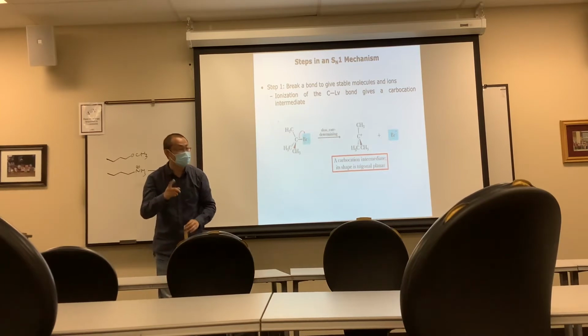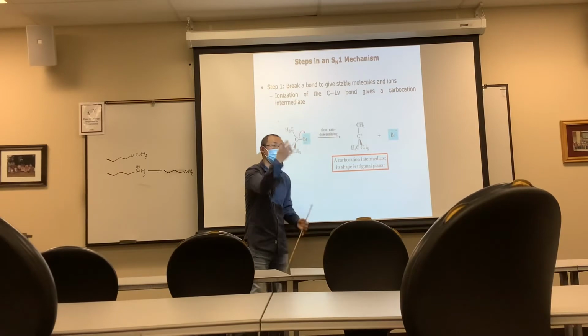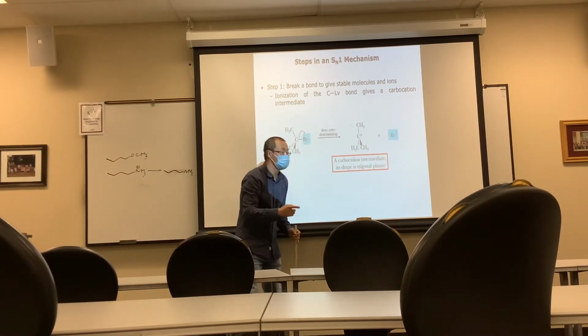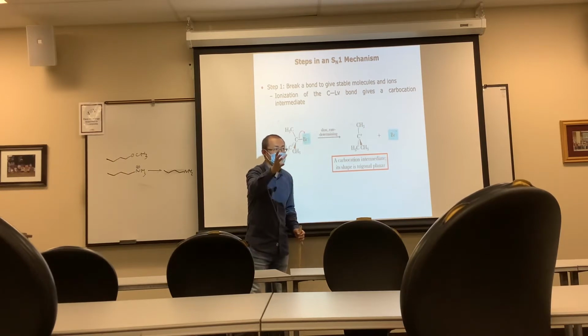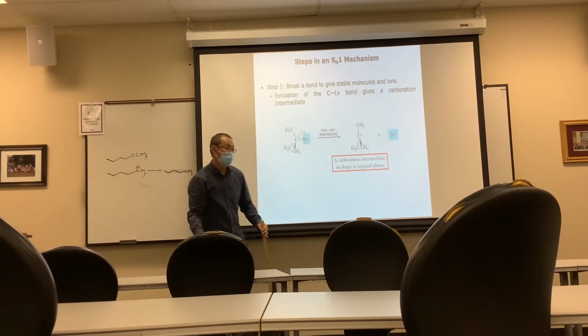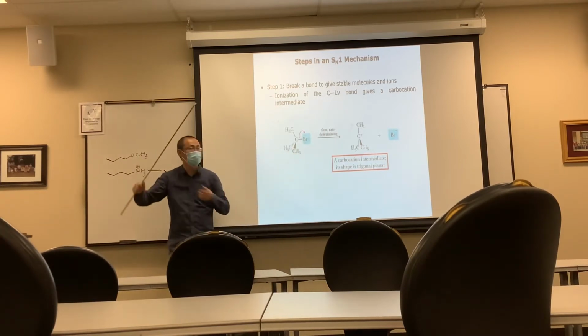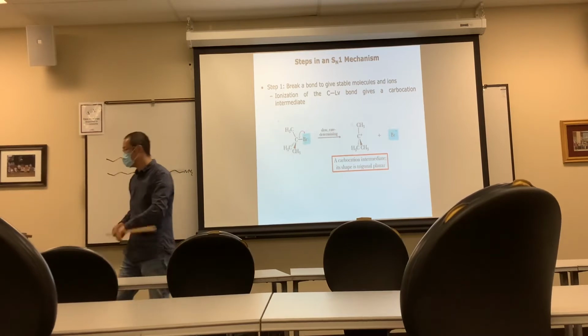Now, let me ask you guys. If this step is the rate determining step, which means the slow step, what does it tell you? In a reaction, when the reaction is slow, what does it mean? What is high? Energy. Activation energy is high. Is that right? The barrier is high, that's why it is slow. So this step, the activation energy is the highest. That's why it's a slow step.